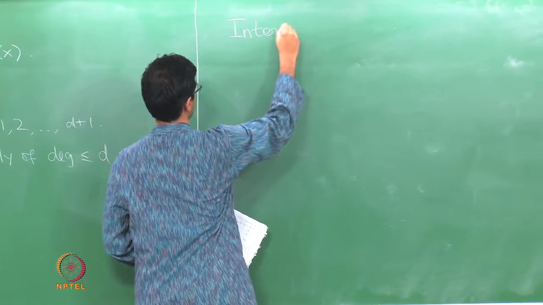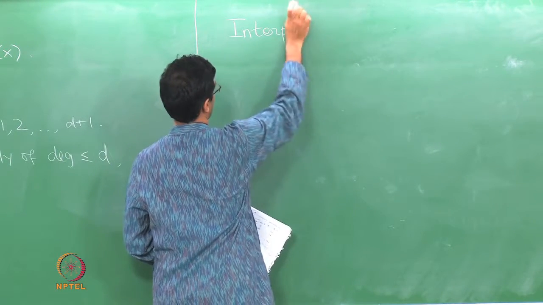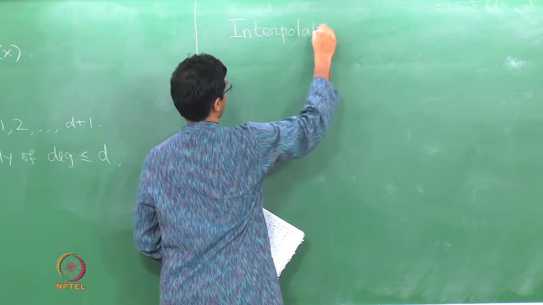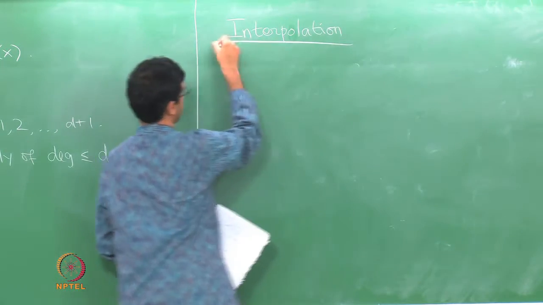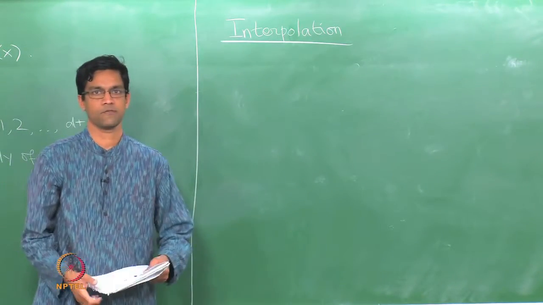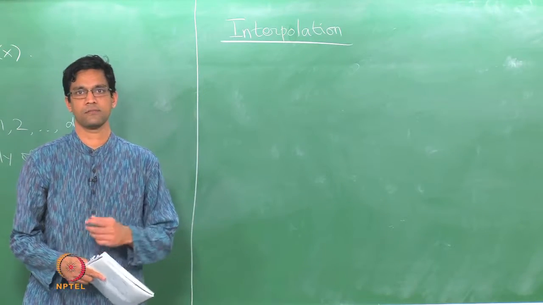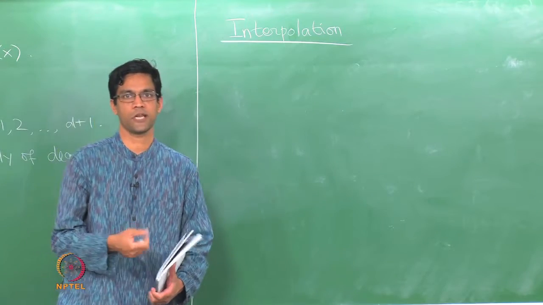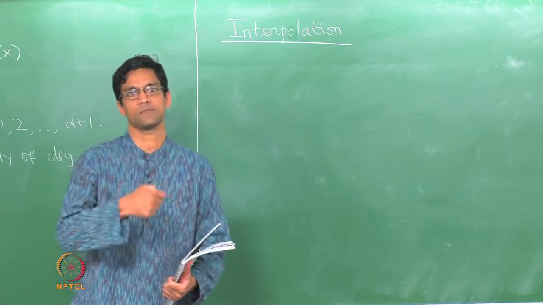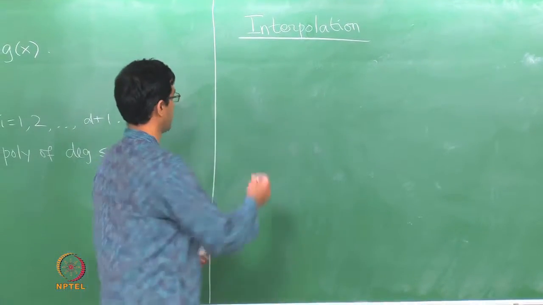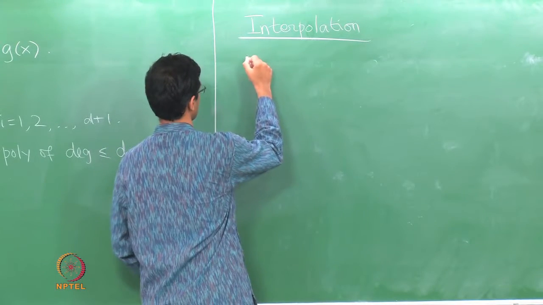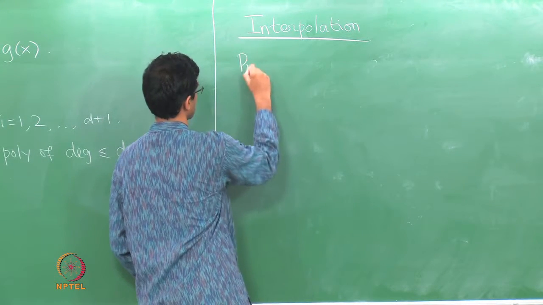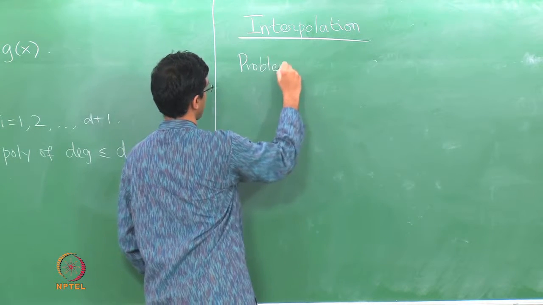So, this suggests the natural next question, which is given prescribed values at d plus 1 points, can you find explicitly a polynomial which takes certain prescribed values at those points? So what I mean is something like this. Here is the interpolation question, here is the problem statement.